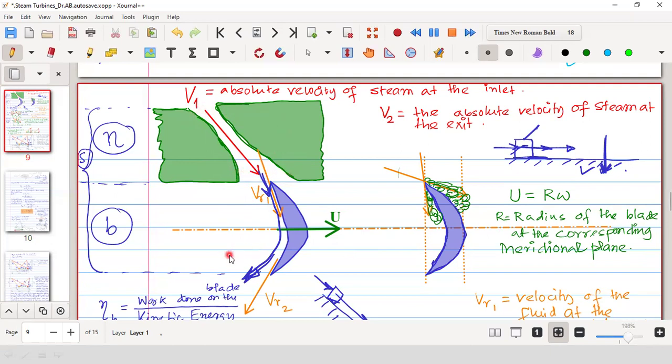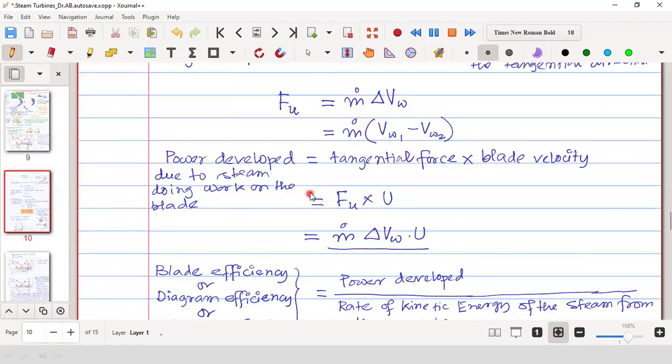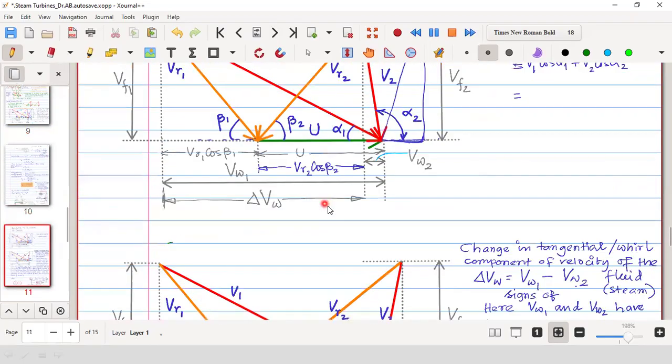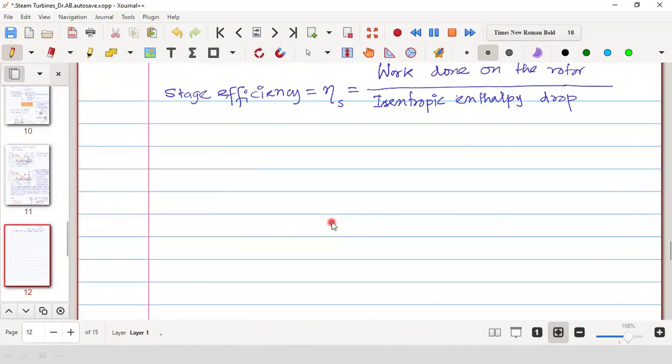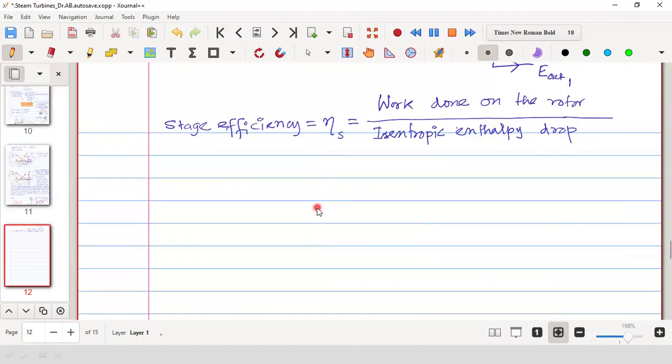So across this stage, we can write the enthalpy drop as delta H. So we can write that it is equal to now.